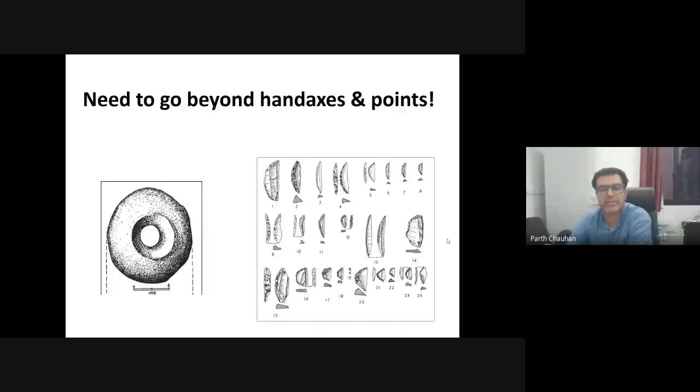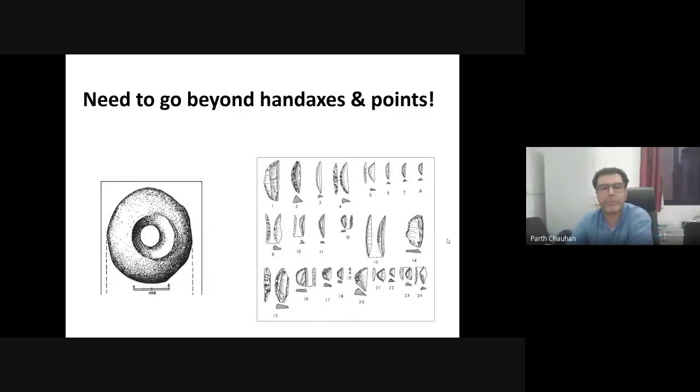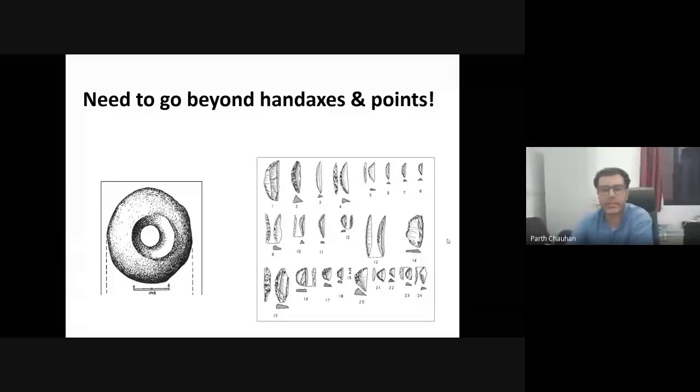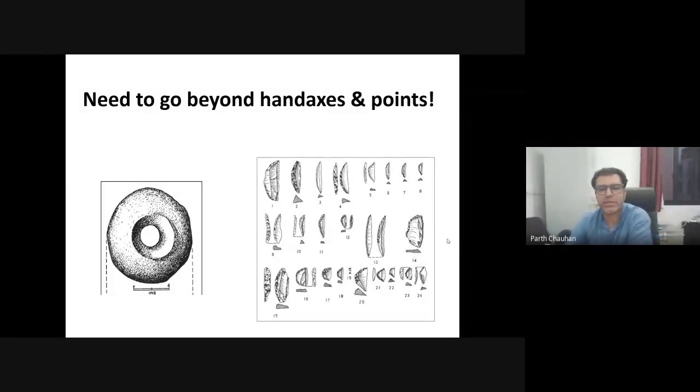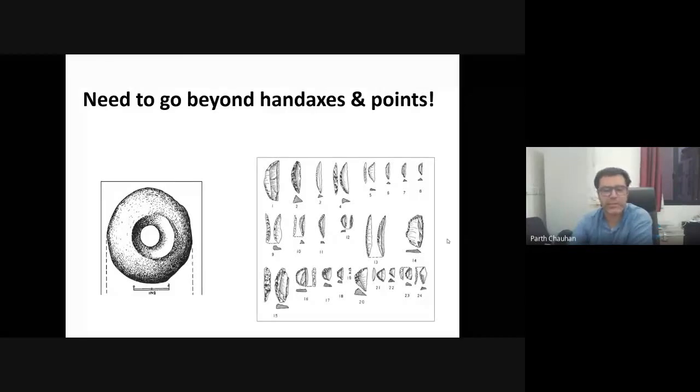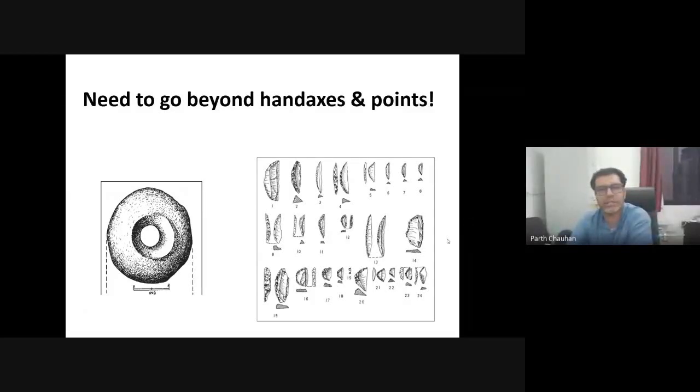We need to go beyond handaxes and points. A lot of people who start knapping, the first thing they want to make is a handaxe. It's human nature. Maybe it's in our DNA, in our mental template. And then they go on to make points. But we should also focus on other tool types. There's cleavers, scrapers, blades, burins, microliths, ringstones on the left. So there's many tool types we can actually make and understand the full spectrum of Stone Age technology, and not just bifaces.